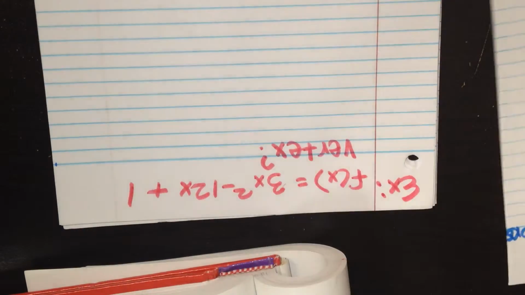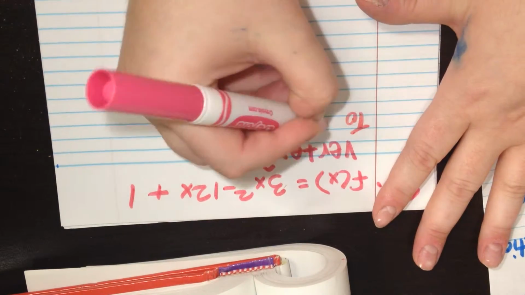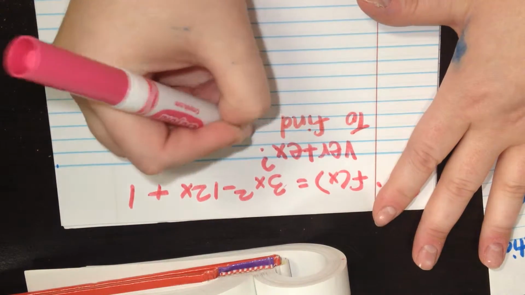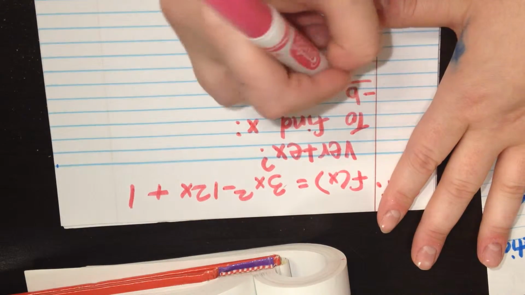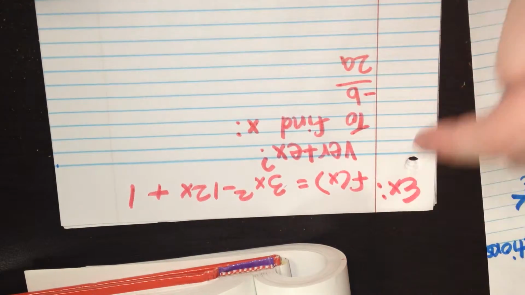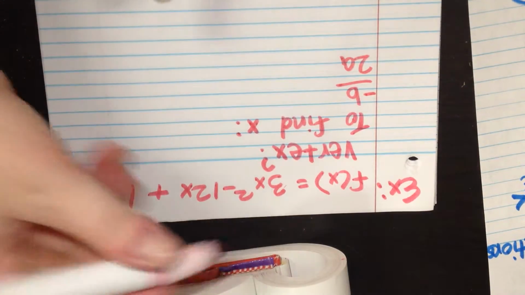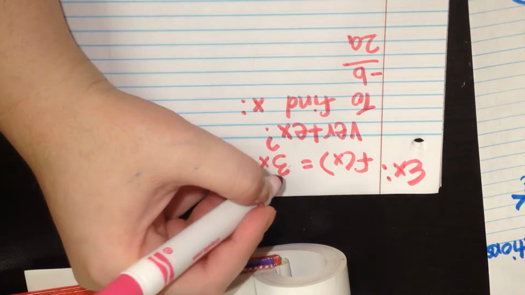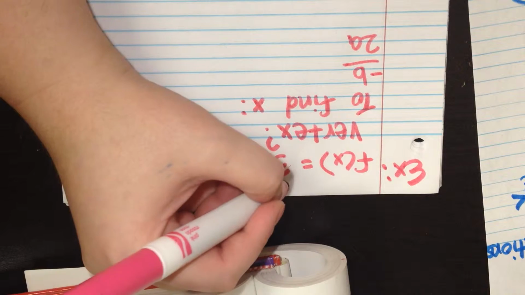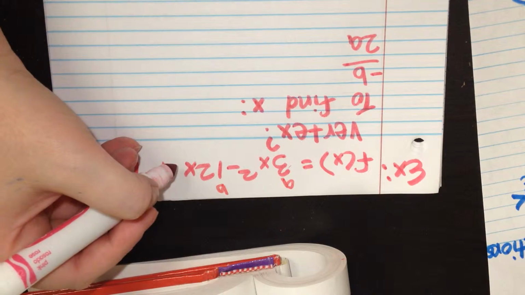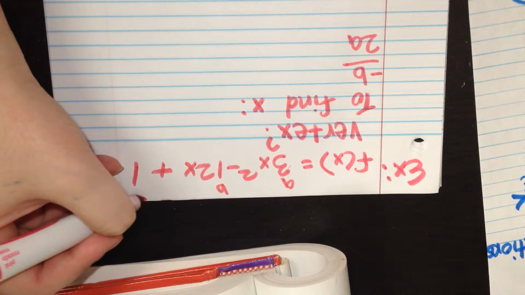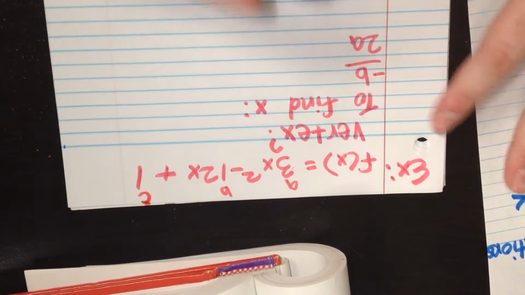And for the general form, to find the x, we have to do that negative b over 2a. So I do negative b over 2a. And you might be thinking, what are the a, b, and c? Well, it's just like it was with the quadratic formula that we've done before. A is your 3, b is your negative 12, and c is your 1. So I just plug in the numbers.